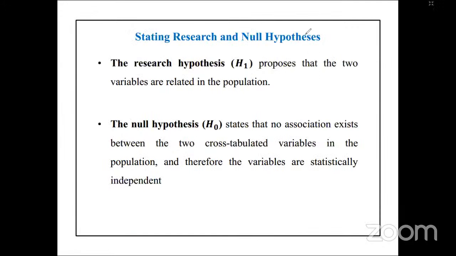So in general, when you have an attribute situation, the research hypothesis H1 proposes that the two variables are related, while the null hypothesis states that there is no relation between the two cross-tabulated variables, and therefore the variables are said to be statistically independent. This is stated in the null hypothesis, while in the alternative hypothesis, the two variables are dependent or related.